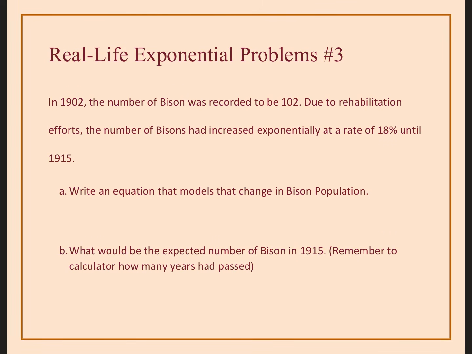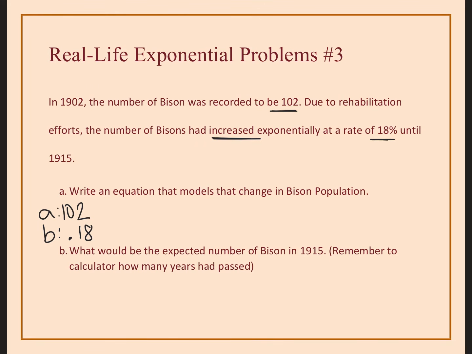Okay, let's go ahead and try number 3. So in 1902, the number of bison was recorded to be 102. Due to rehabilitation efforts, the number of bison had increased exponentially at a rate of 18% until 1915. Okay, write an equation that's going to model this data. Well, so far we know that at the beginning they started with 102. So my A value is 102. It is increasing, so it's a growth at a rate of 18%. So my B is 0.18, okay?